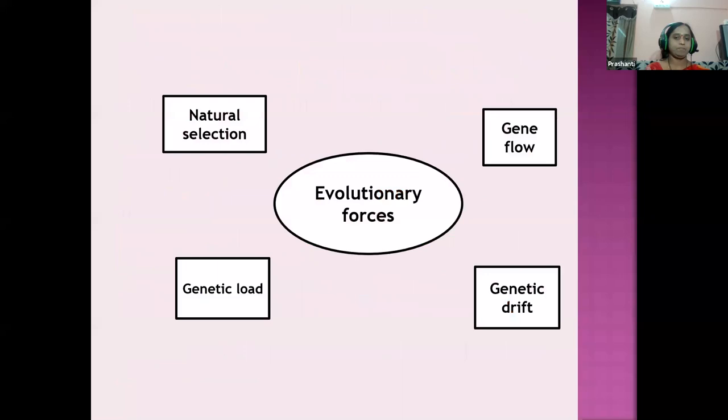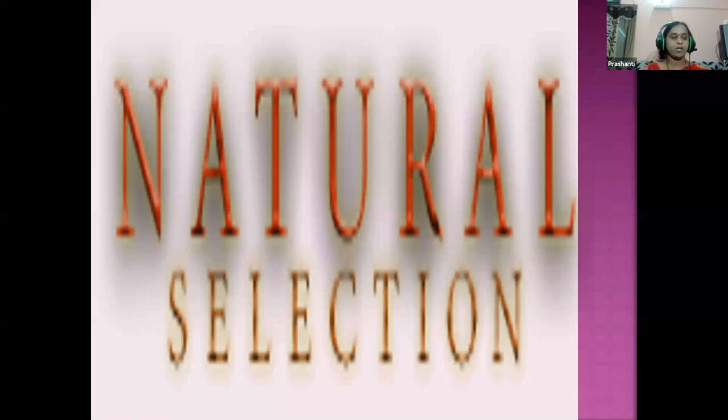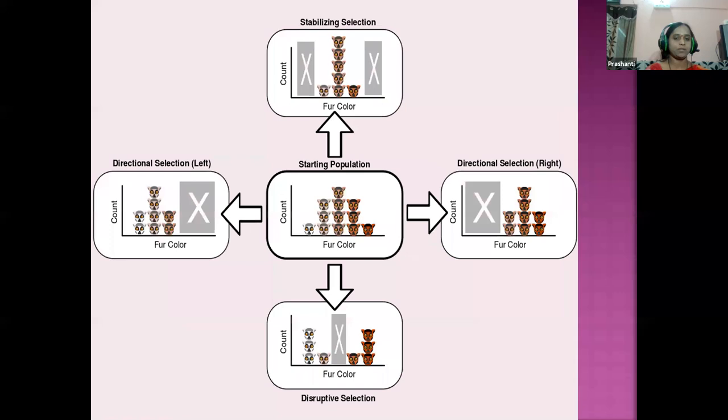Next, we go to the evolutionary forces. What are evolutionary forces? The forces that bring changes in the gene pool of population are called evolutionary forces. These include natural selection, gene flow, genetic load, and genetic drift. First one, natural selection. What is natural selection? That is, the nature selects the best fitted individuals in the environment. So the types are directional selection, stabilizing selection, and disruptive selection.